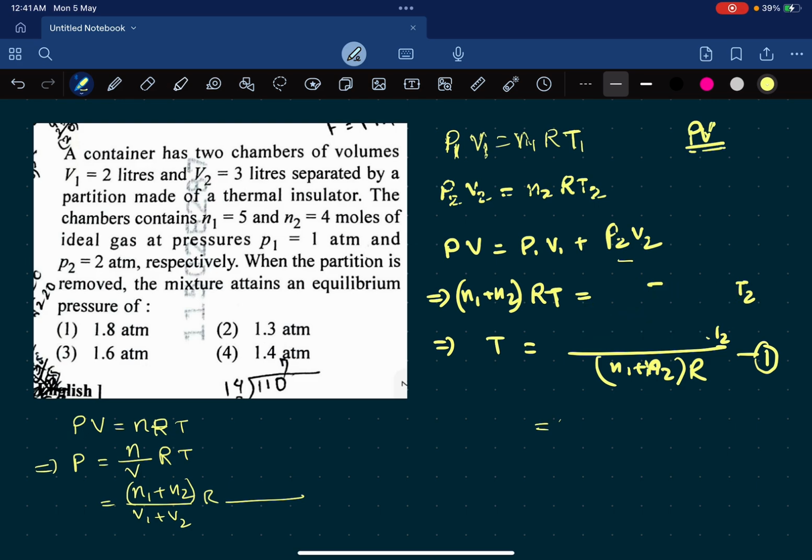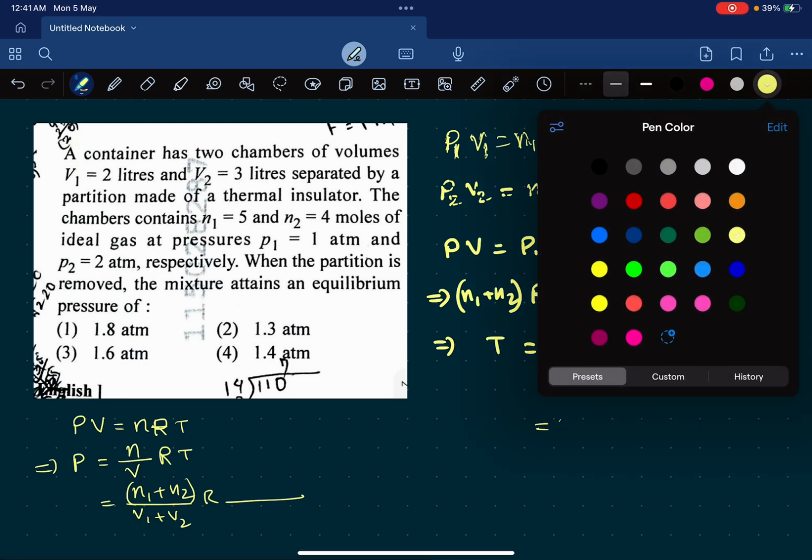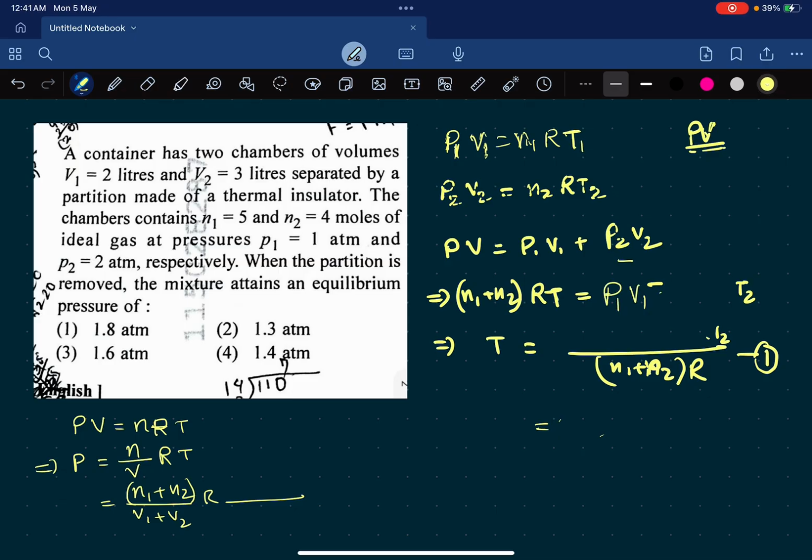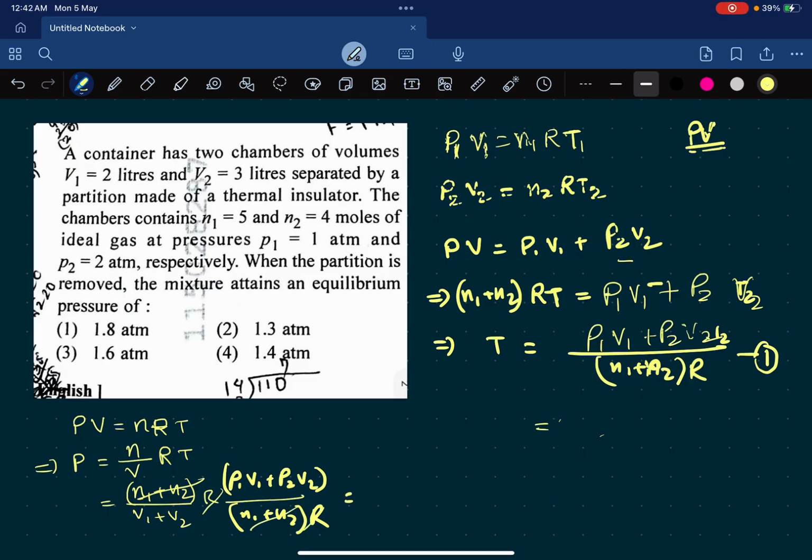Let's say I keep it as it is, P1 V1 plus P2 V2, and then N1 plus N2 times R. So once we do that, we see that R gets cancelled. So what we observe is P is equal to P1 V1 plus P2 V2, divided by V1 plus V2, right?